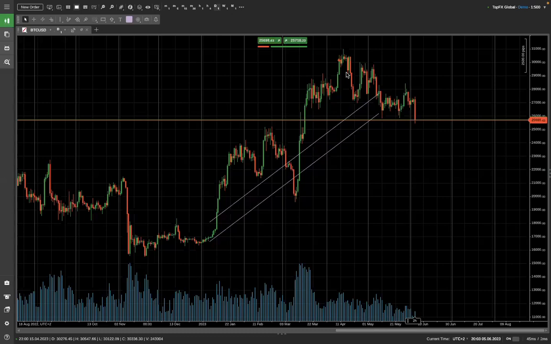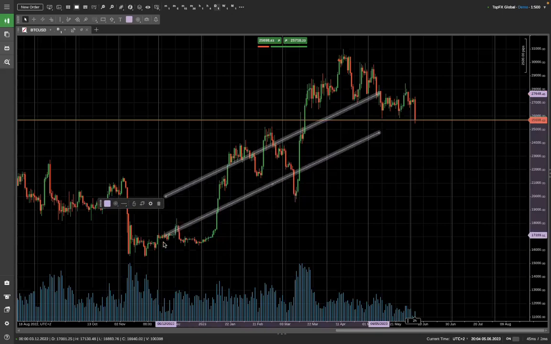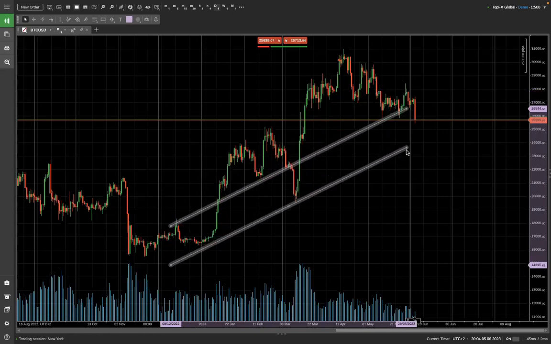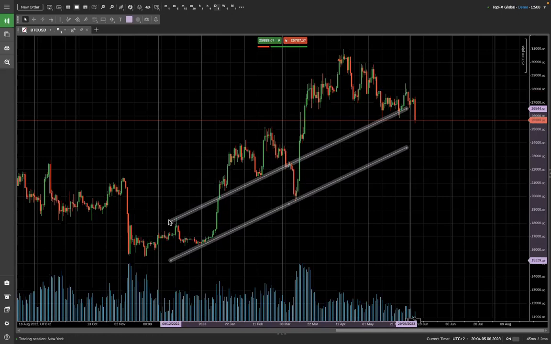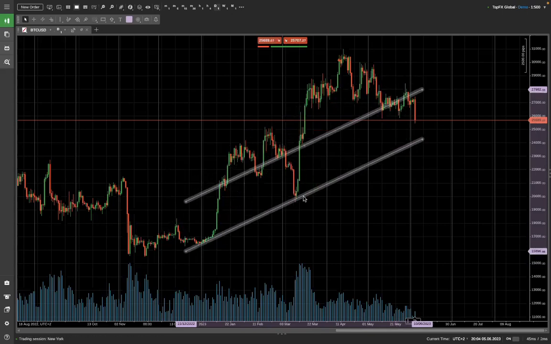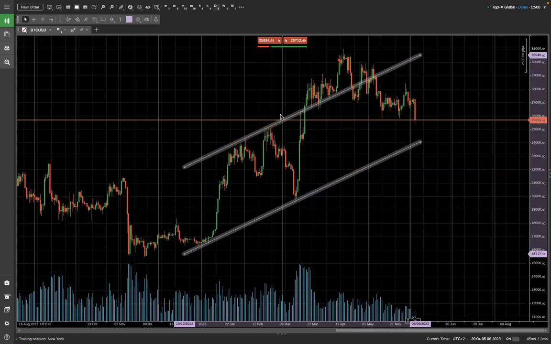Let me just give you guys an example. What do I mean? So an ascending channel looks something like this. For educational purposes only, you can put your channel in this kind of setting. So that's the channel, and you can move it somewhere around here, and now you have the equidistant channel, and this channel is ascending.